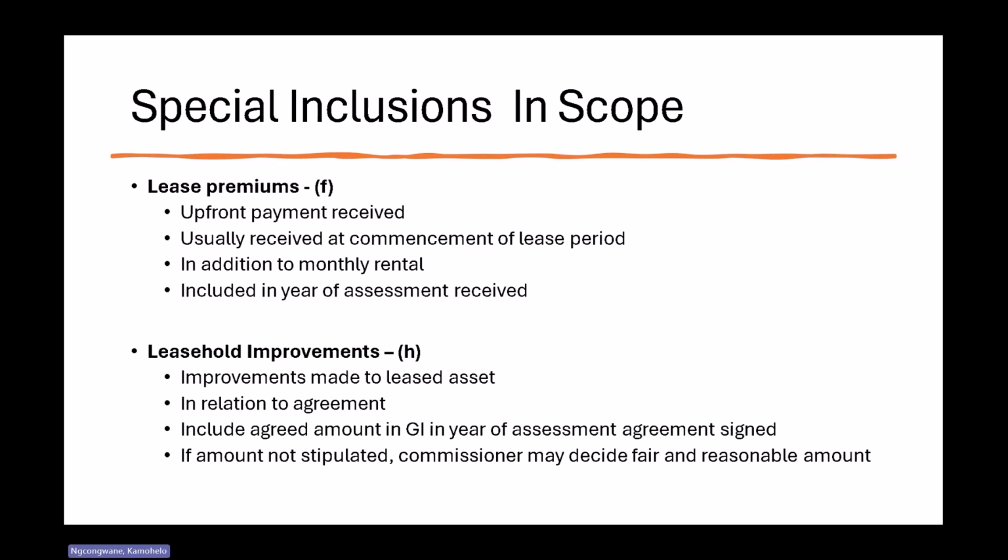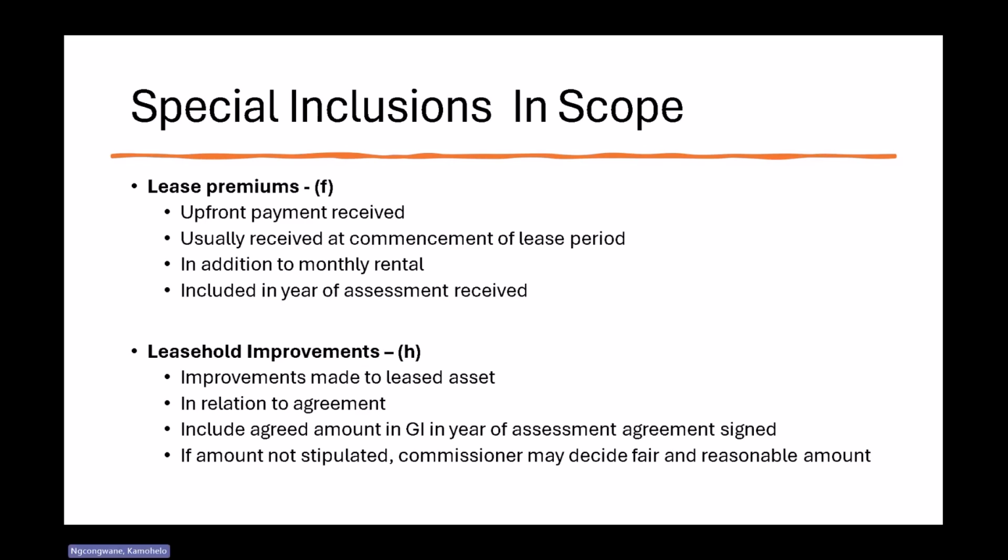Now, let's say those improvements come up to 500,000. That 500,000 in year one goes into my gross income. Even though you'll be making those improvements over time, in year one, I put that 500,000 into my gross income. Now, if you spend 600,000 Rand, the Act says the amount that we agreed on is what goes into your gross income. Therefore, 500,000, which we agreed on, goes into my gross income.